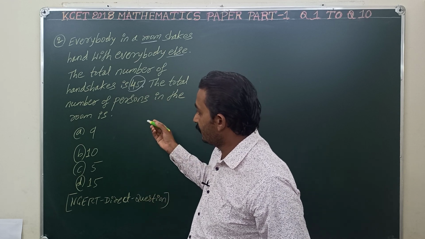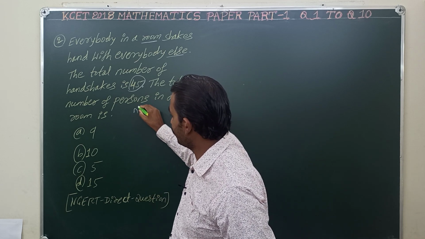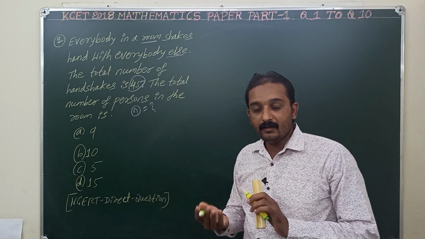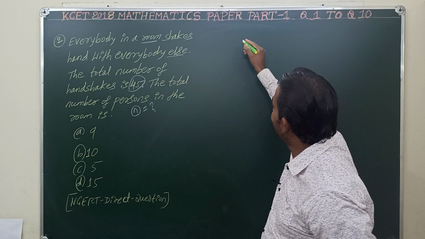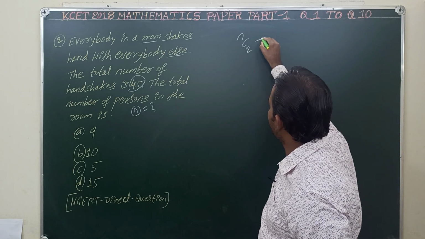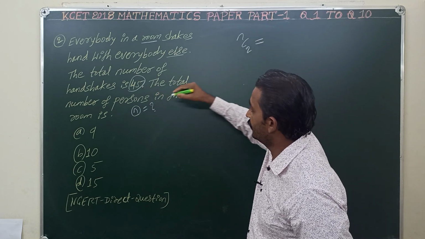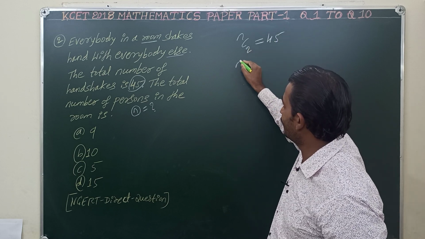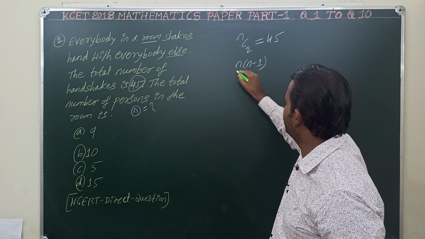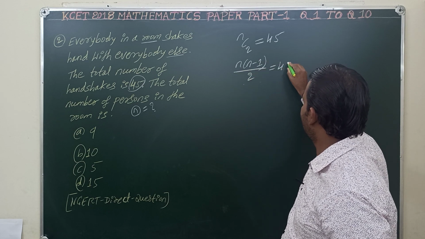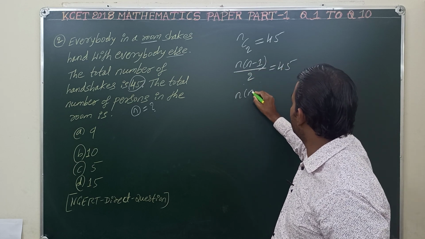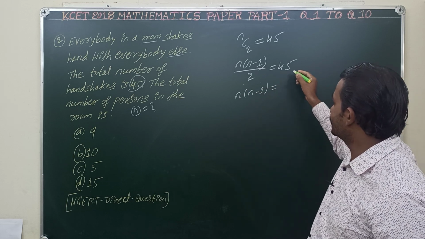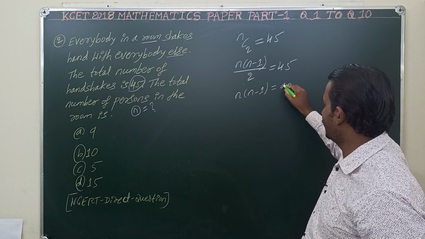So here we take the number of persons as n. We have to find out the n value. Number of handshakes means what? Among n persons we select 2 persons, that is nC2 number of handshakes, equal to what? It is given 45. Now simplify nC2, we get n into n minus 1 divided by 2 equal to 45. So n into n minus 1 equals 45 into 2, which is 90.